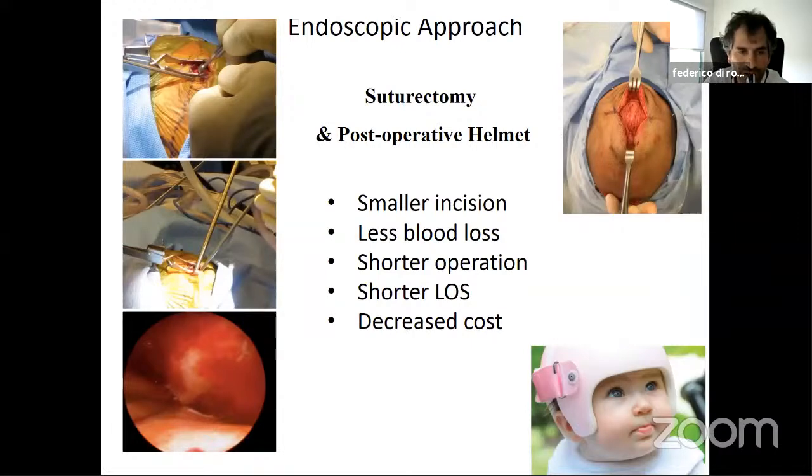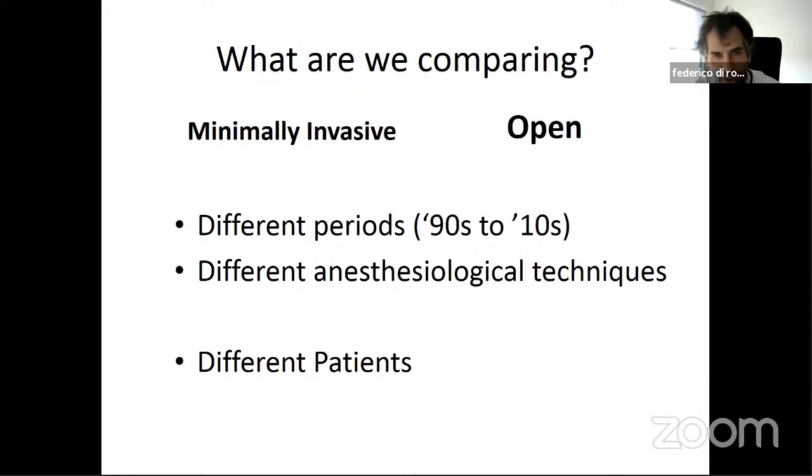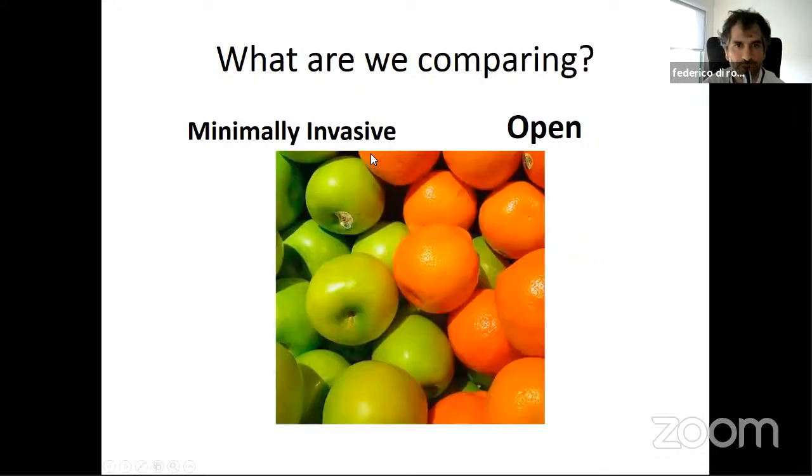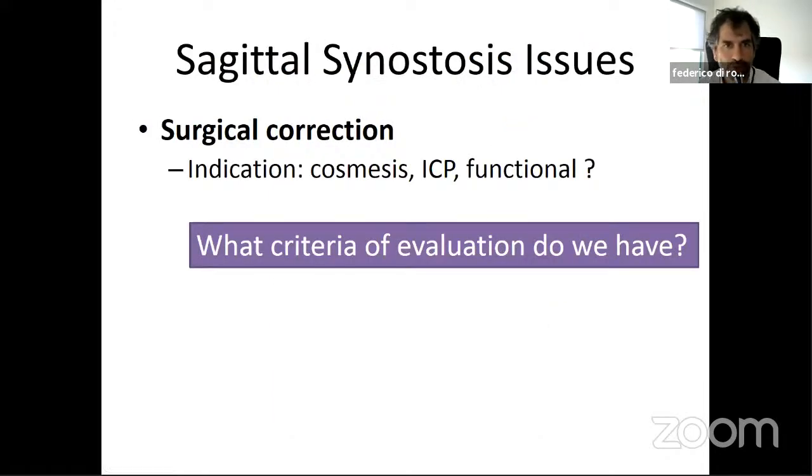We know that different series are compared, and normally you compare the older traditional series to modern series. So actually the comparison is not completely strict because there are different periods of time that are compared, different anesthesiological techniques, different patients, because usually the open techniques are for older children and minimally invasive for the younger ones. But still, what I wanted to stress is that we're comparing different situations, different periods, and different techniques with the wrong criteria, because we are using criteria only for the technique, but we don't assess, again, the aim and why we were doing the surgery, what was the indication.